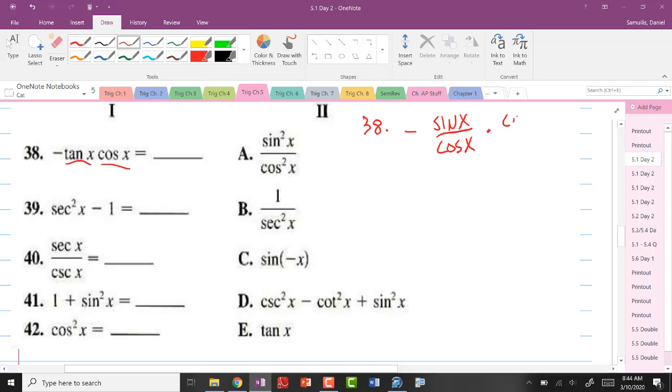Times, and this is what I mean about knowing how fractions work. Cosine of x is cosine of x over 1. So now what happens? What happens fractionally? What can I do across multiplication? You tricked me. It's cross cancel. It's not cross multiplying when you do that. Cross multiplication is how you solve equations with fractions.